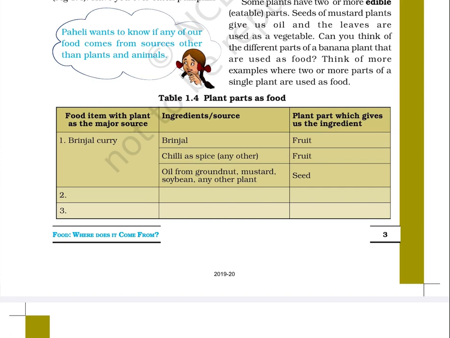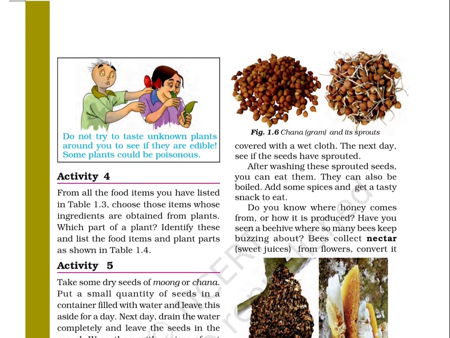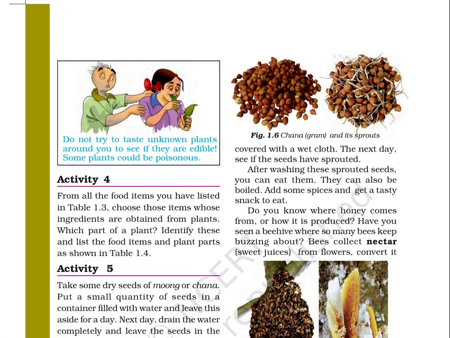Page 4. Here is a picture showing: do not try to taste unknown plants around you to see if they are edible. Some plants could be poisonous. Activity 4. From all the food items you have listed in Table 1.3, choose those items whose ingredients are obtained from plants. Which part of a plant?